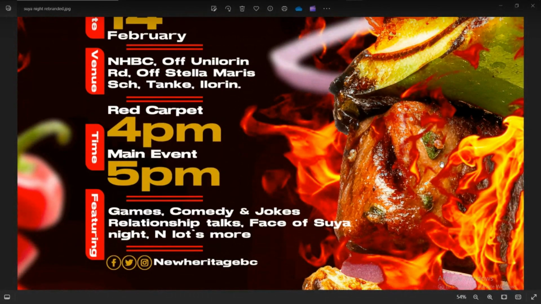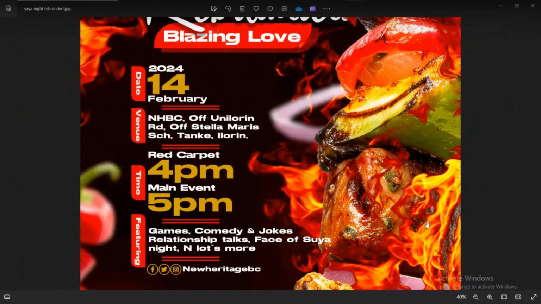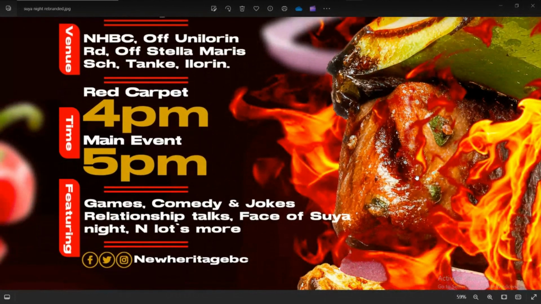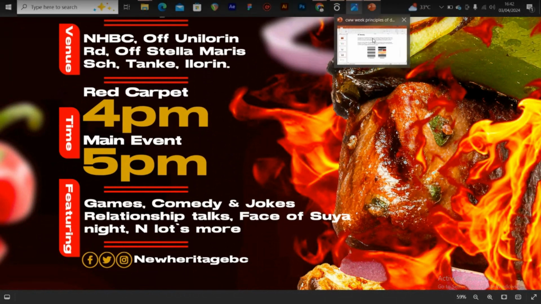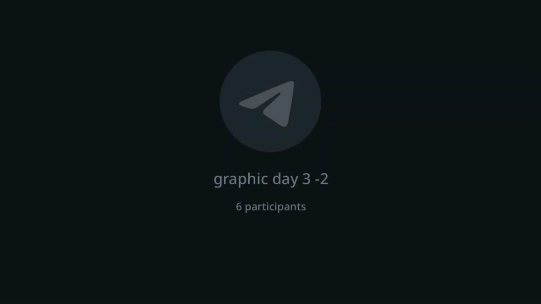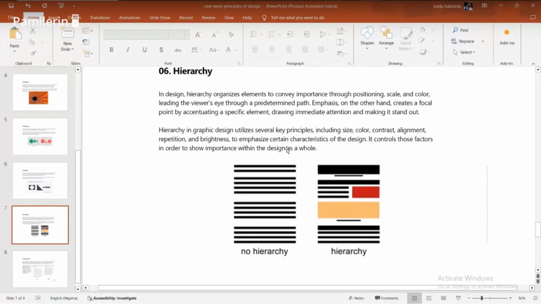So even if our suya does not look like this, I wasn't there, so I don't know how it looked. But I've been able to create a kind of image in the heart of anybody that has seen this flyer that I'm coming there to eat meat. So your design must be able to push something like that out through the way you work with the principles of design. So, hierarchy in graphic design utilizes several principles: size, color, contrast, alignment, repetition, brightness, just to emphasize certain characteristics of the design.